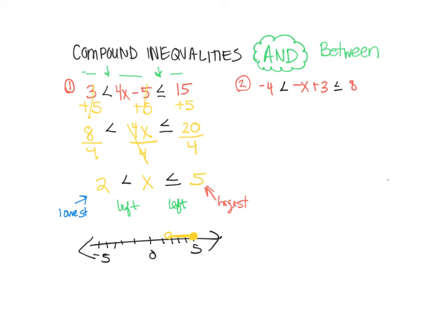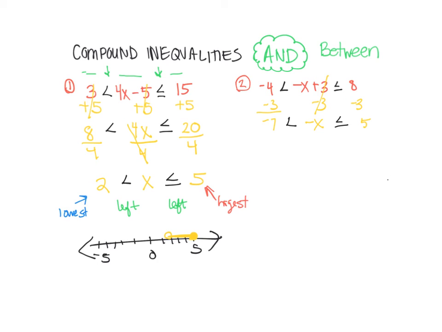Let's look at our second compound inequality. If I'm working with inverse operations, the first thing that I'm going to do here is subtract 3. And notice I do that to all 3 parts of this compound inequality. I'm going to keep these inequality symbols the same. This will be a -7. I'm dropping down a -x, and this is 5.